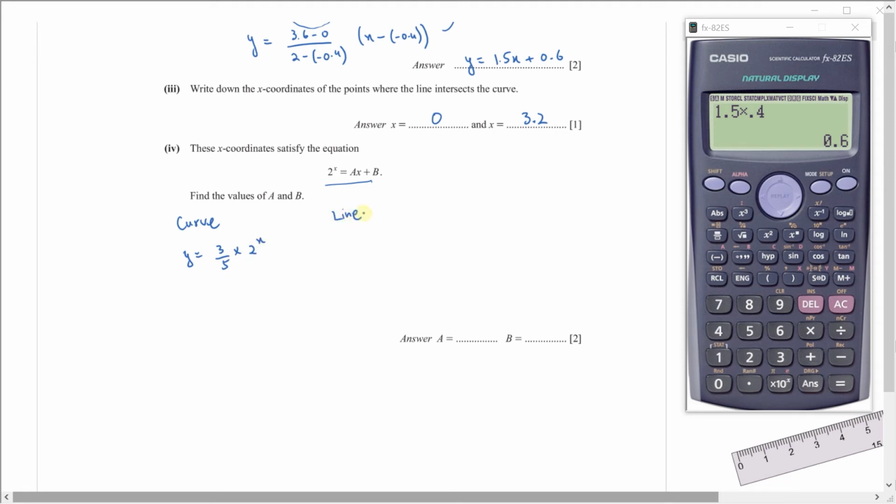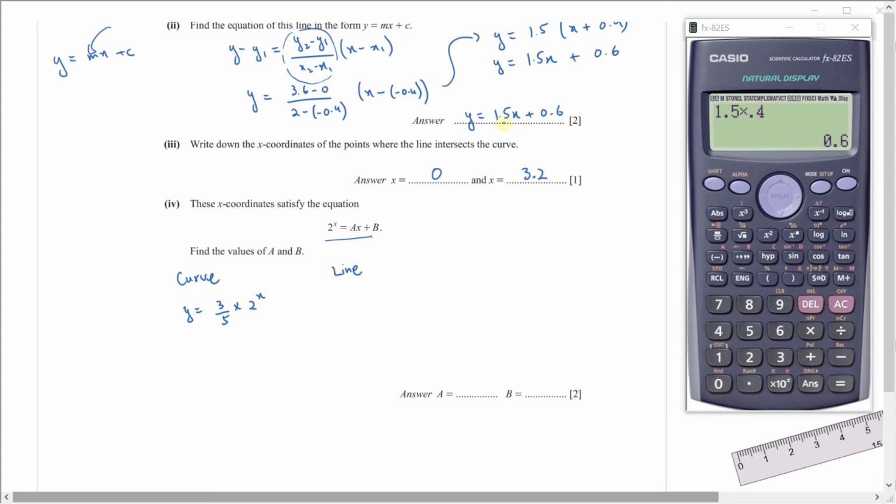And then you have the line for which you calculated the equation in one of the previous parts, this one. The line has equation y equals 1.5x plus 0.6. So since these values of x, the x coordinates, are the intersection points of this curve and this line, that means if I solve their equations simultaneously and remove the variable y, so by substitution, I will end up with this equation. So let's solve them simultaneously.